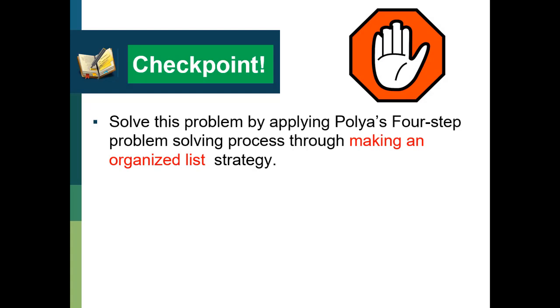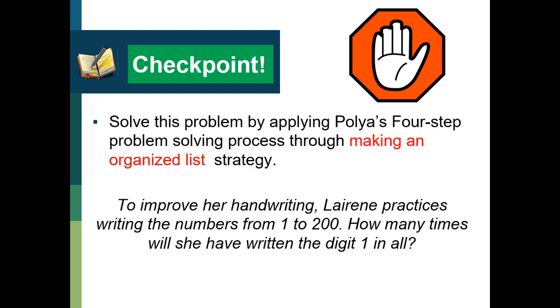So this time, you'll be solving this problem using Polya's 4-step process and making an organized list. Here's the problem. To improve her handwriting, Lyrene practices writing the numbers from 1 to 200. How many times will she have written the digit 1 in all?